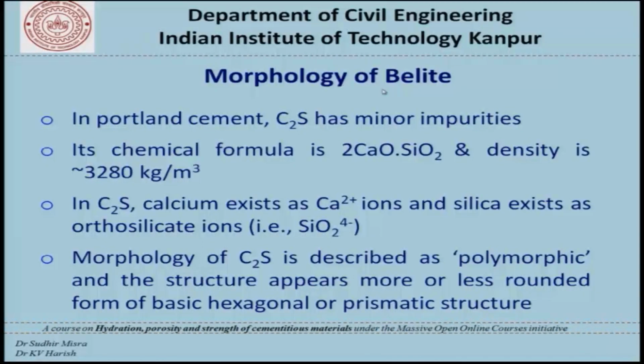Now the fourth one is belite. Belite also has minor impurities and chemical formula is 2CaO.SiO2 and the density is approximately 3280 kg per meter cube. And similar to C3S, here also calcium exists as Ca2 plus ions and the silica exists as orthosilicate ions, so SiO4 4 minus, and here also the morphology is described as polymorphic, which means you have different morphologies and the structure appears more or less rounded from the basic hexagonal or prismatic structure.